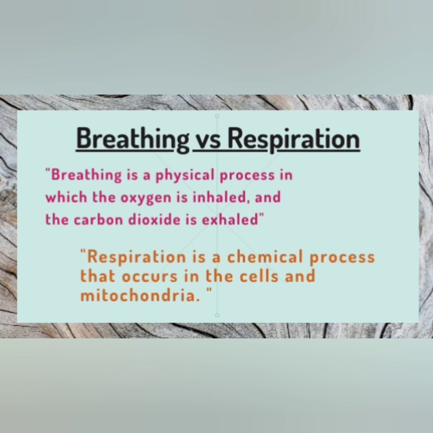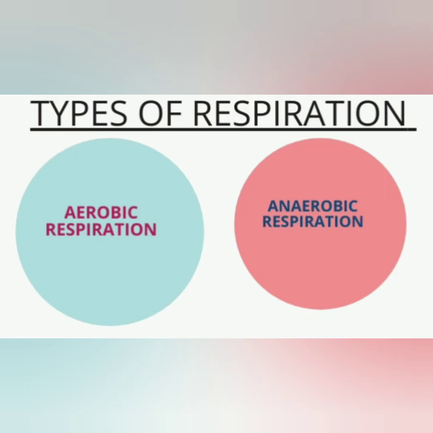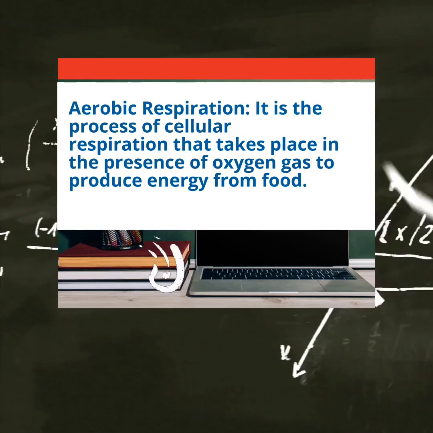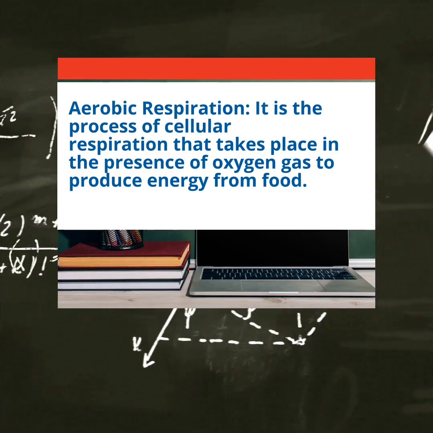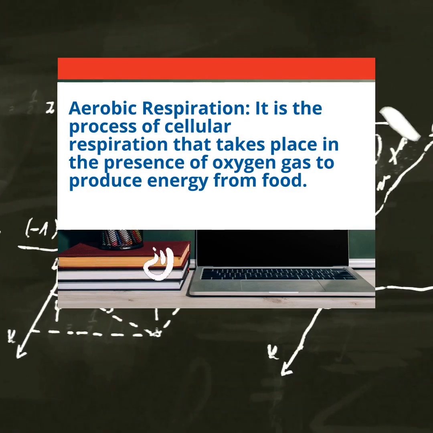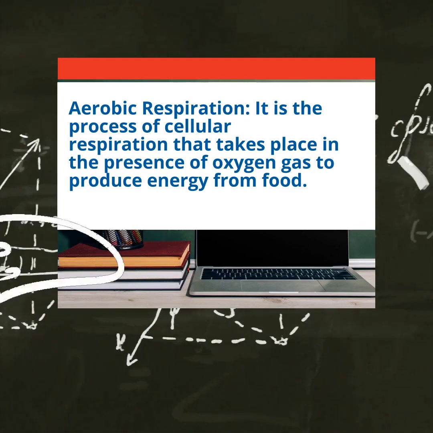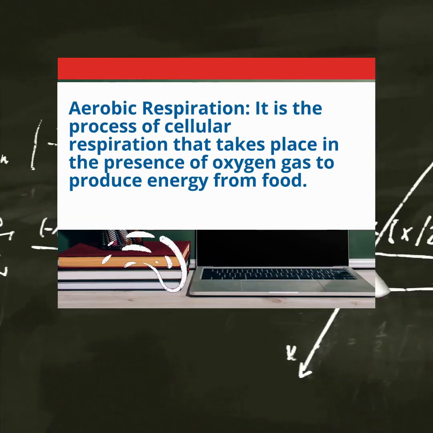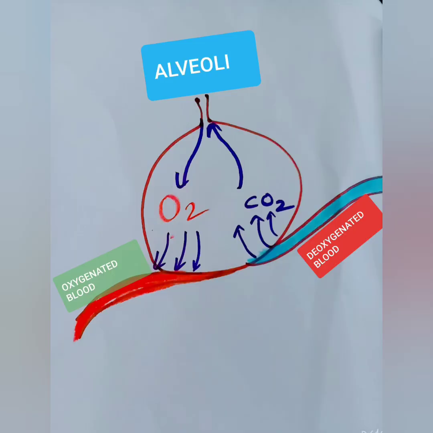So in this lesson, I will explain about respiration. Respiration is of 2 types, aerobic respiration and anaerobic respiration. So first I will explain about aerobic respiration. Aerobic respiration is the process of cellular respiration that takes place in the presence of oxygen gas to produce energy from food. Now look at this picture.